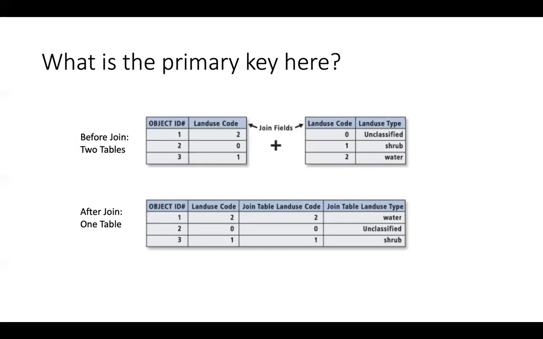Here, the primary key is our land use code. This allows us to join really basic information in our first table with more interesting information in our second table. Now we have a larger table.